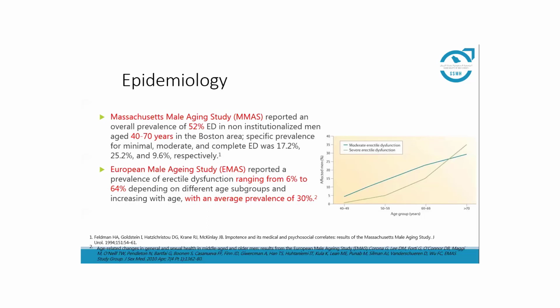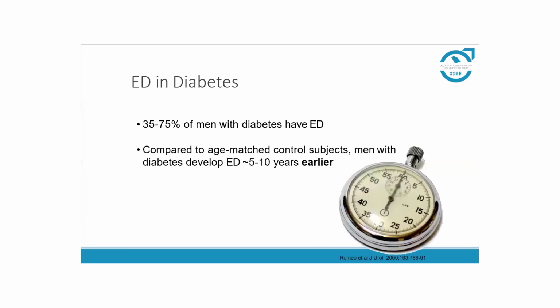When we look at diabetic men, we found that between 35 to 75% of diabetic men will also have erectile dysfunction. And when they are compared to men who are non-diabetic, they found that they develop erectile dysfunction earlier by 5 to 10 years.